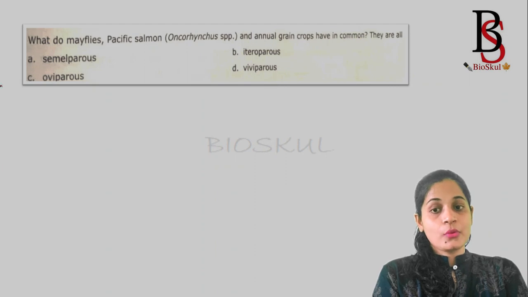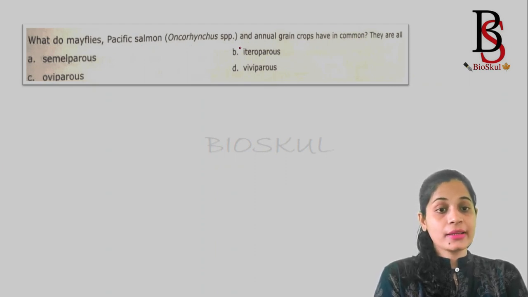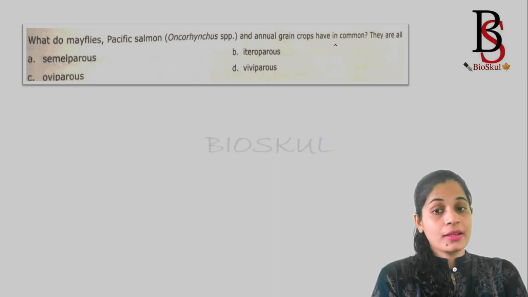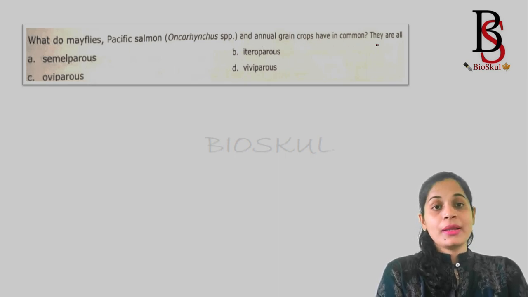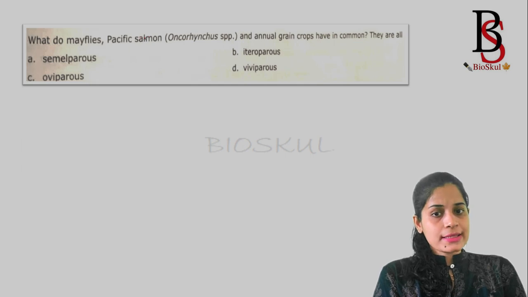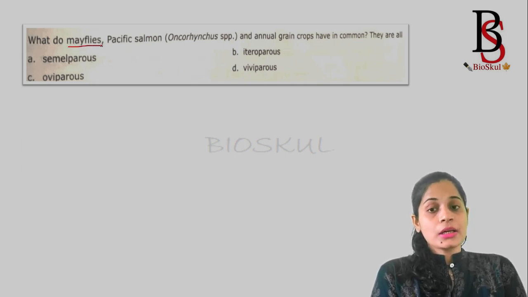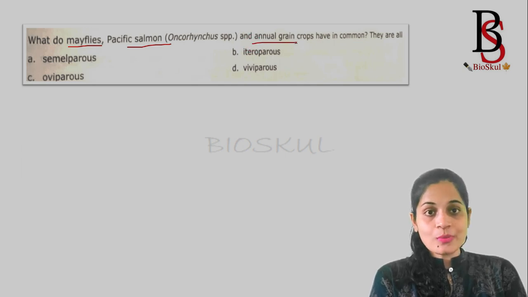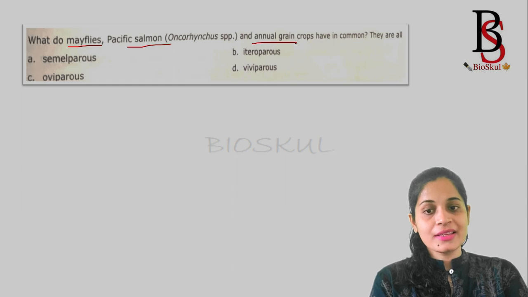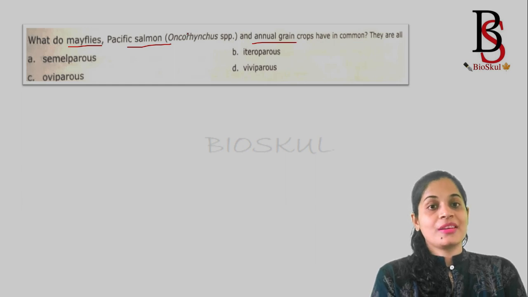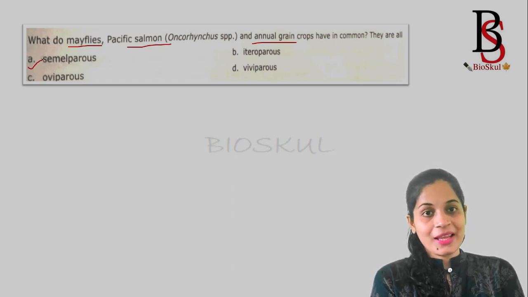Question number 3. What do mayflies, Pacific salmon, and annual grain crops have in common? The mayfly is an aquatic insect. Mayflies, Pacific salmon, and annual grain crops reproduce only once during their lifetime. So all of them are semelparous. The correct answer is option A.